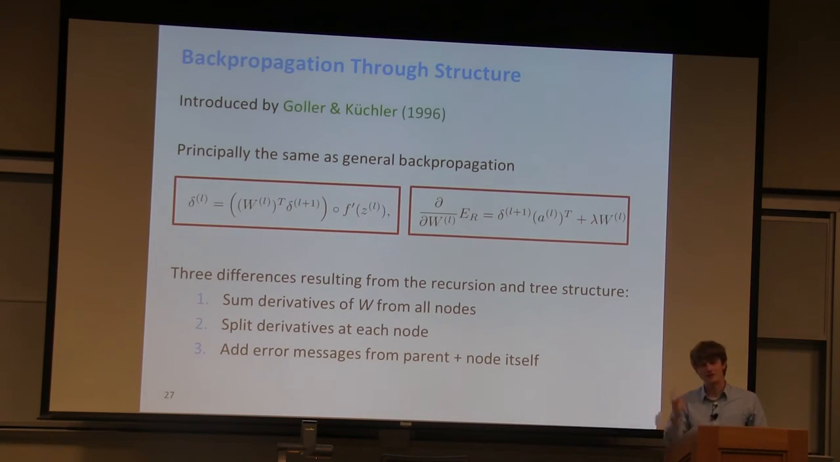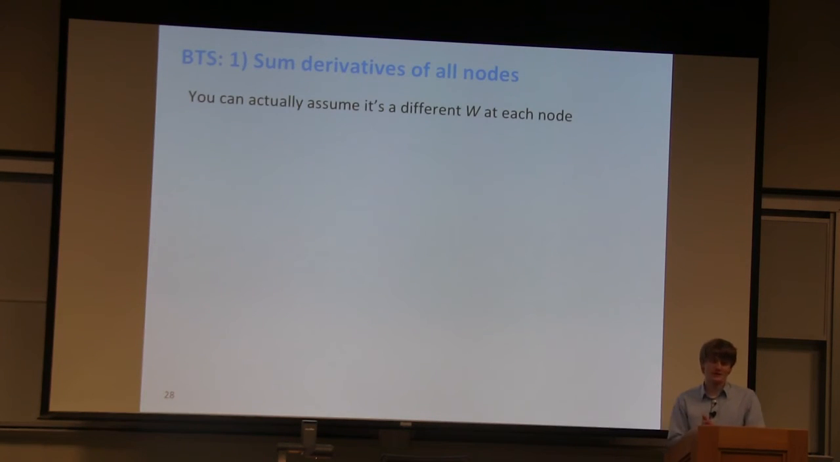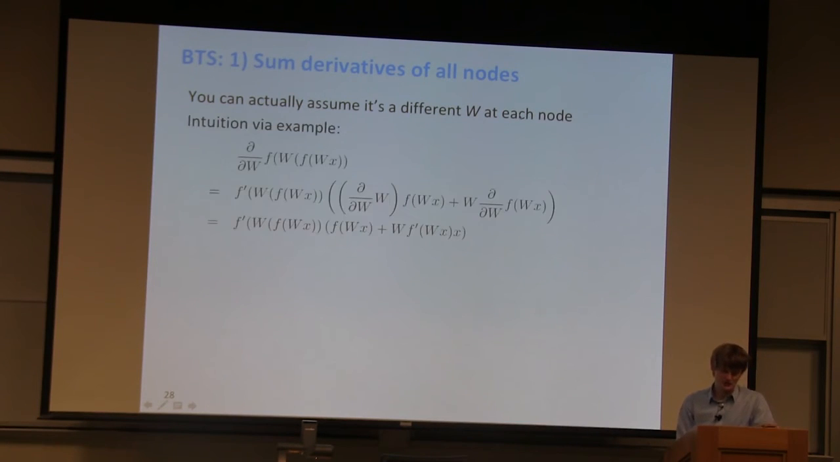And so a lot of this is actually quite similar to what you've seen with recurrent neural nets, where we had the error signal at each node and we basically sum them up going from right to left. Here you just happen to go in this tree structure. So let's just quickly gain some intuition for why you can actually assume that there are different W's at each node. So let's say we had the simplest kind of model here.